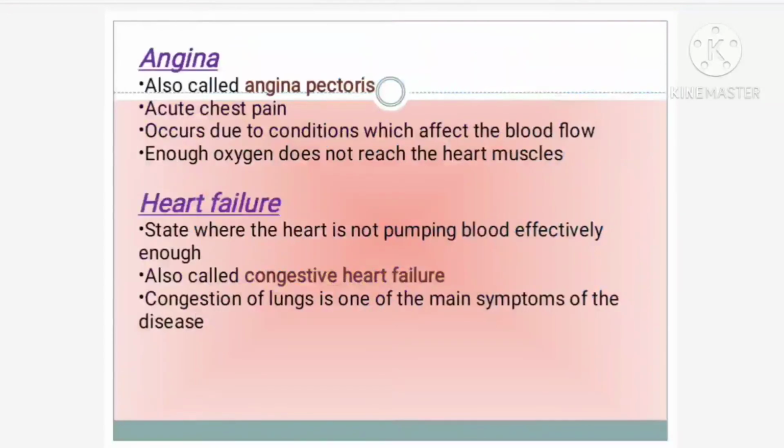Okay. Next is angina, or we call it chest pain, acute chest pain. Some people who have heart related complaints, 2-3 times they would have acute chest pain, thereafter the 4th time maybe they get a heart attack, and then first attack, second attack, like that it goes on. Okay. So acute chest pain we call as what? Angina. Okay. Otherwise it is also called angina pectoris.